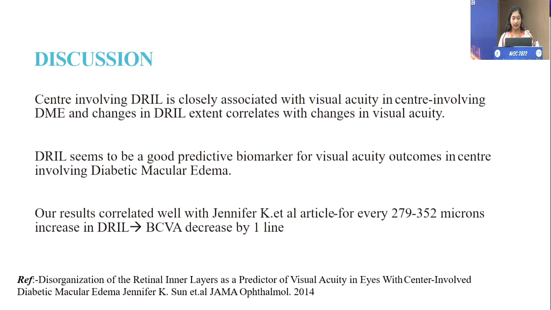So center involving DRIL is closely associated with visual acuity in center involving DME, and changes in DRIL extent correlate with changes in visual acuity. DRIL seems to be a good predictive biomarker for visual acuity outcome in center involving diabetic macular edema, and our results correlated well with the parent article of Jennifer K. et al., where for every 279 to 350 microns increase in DRIL, there was a corresponding decrease in BCVA by 1 line.